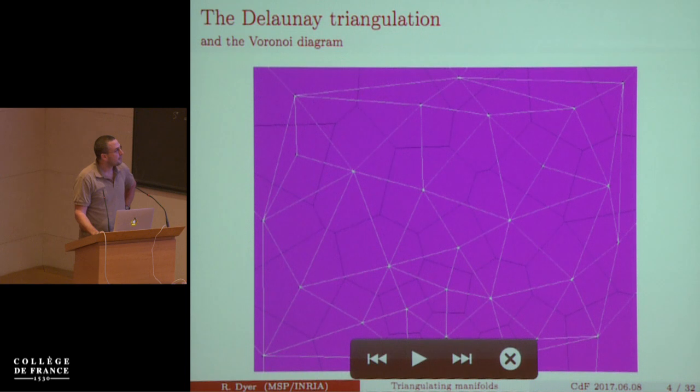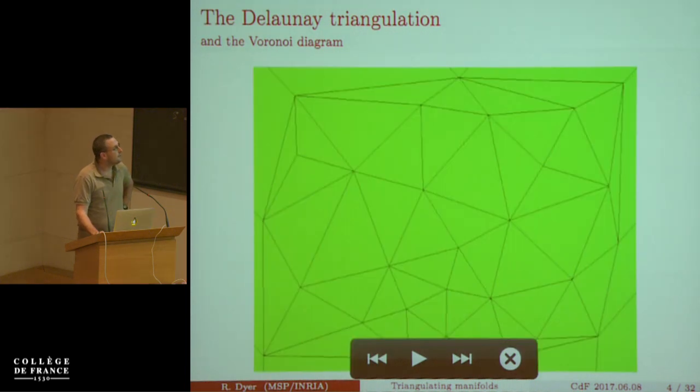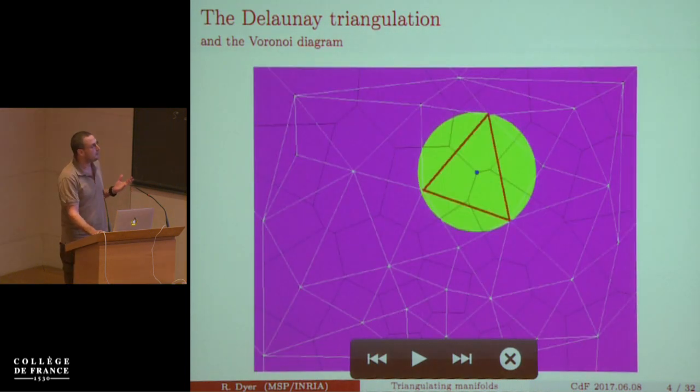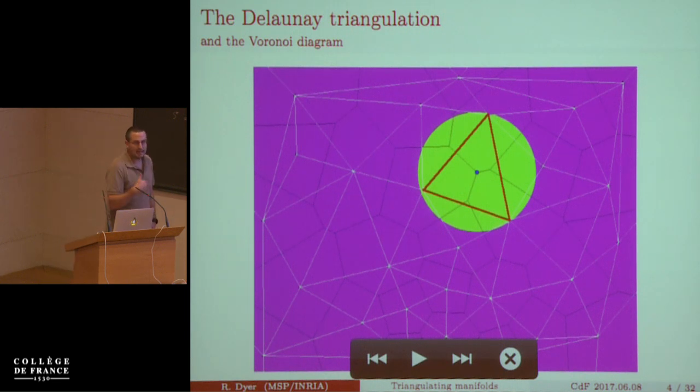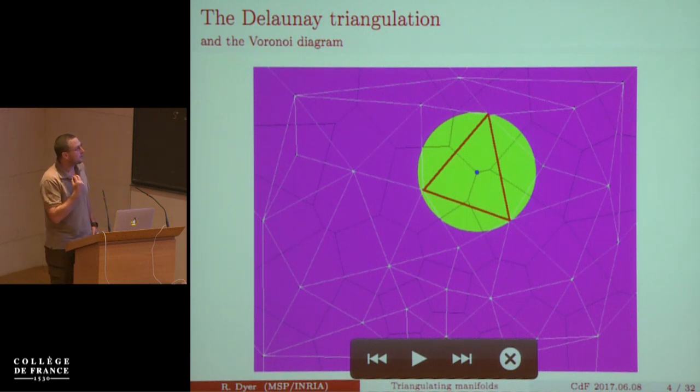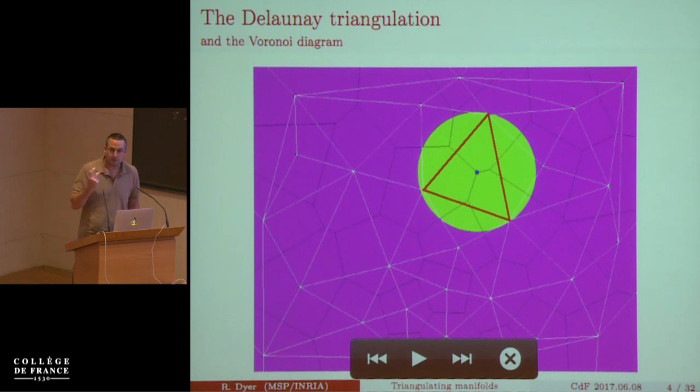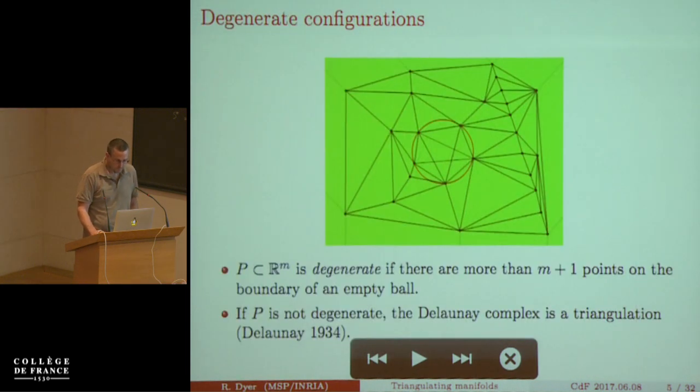And the property of these Delaunay triangulations, this kind of characteristic property, is this empty circumball property. So the circumcenters of the triangles we get are at the Voronoi vertices. So the vertices of the simplex are the closest sites to that simplex, and the circumball is empty of all other sites. And this property characterizes the Delaunay triangulation.